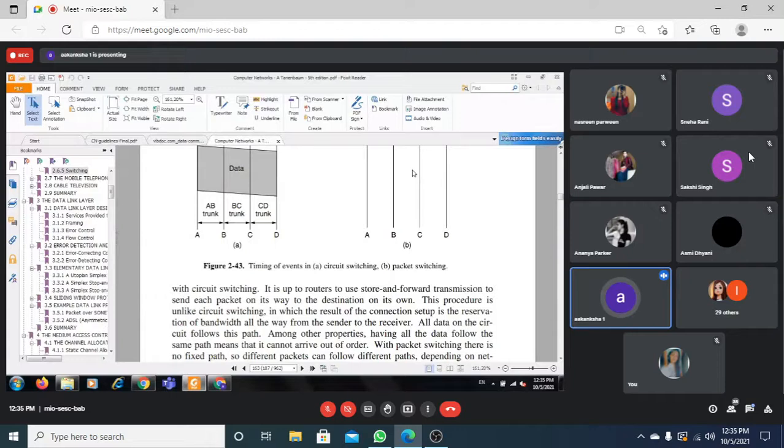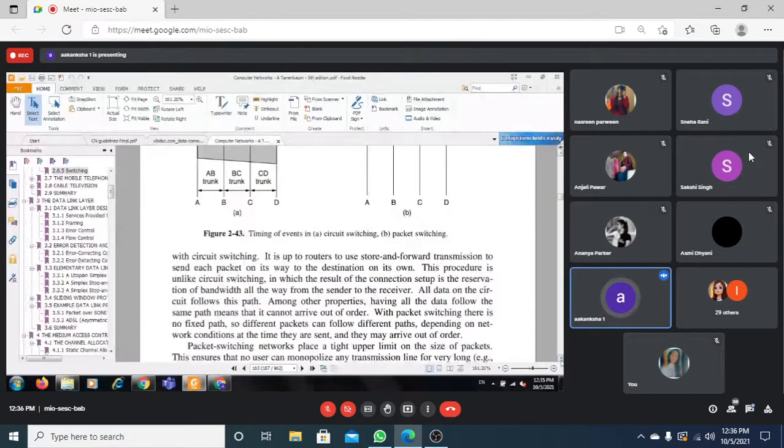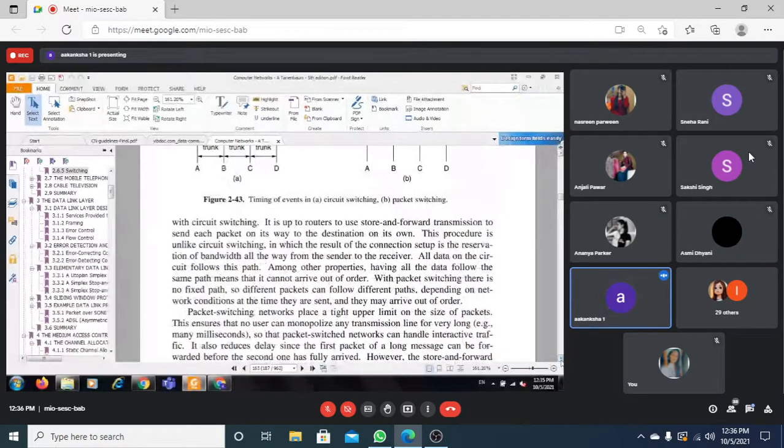Now with packet switching, there is no fixed path, and so different packets can follow different paths depending on network conditions at the time they are sent, and they may arrive out of order. So suppose when you are driving, two people started from the same place and they are following different paths. Some people know the shortcuts, they know how to travel through Delhi roads, and they may follow shortcut paths and arrive early as compared to you, and you are following the straight path and you may arrive out of order. So the people who started later may arrive early, but you started earlier and you may arrive late. That is out of order.